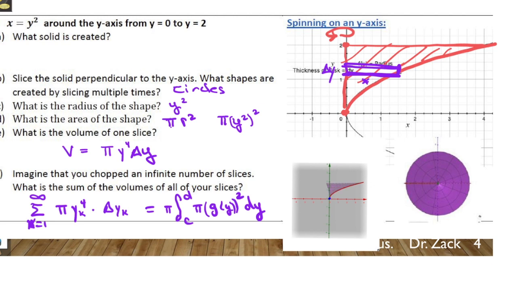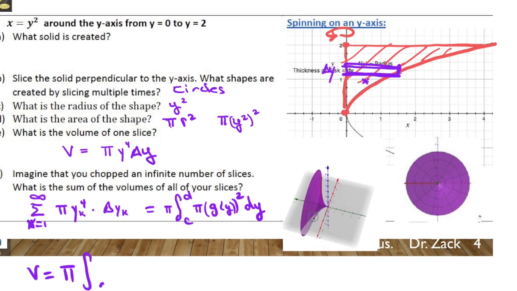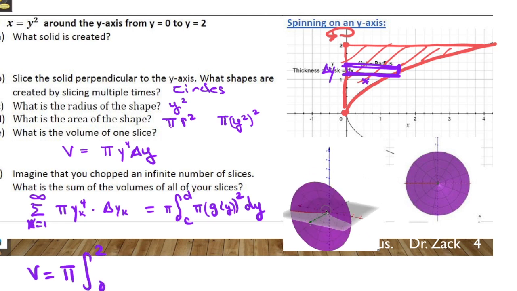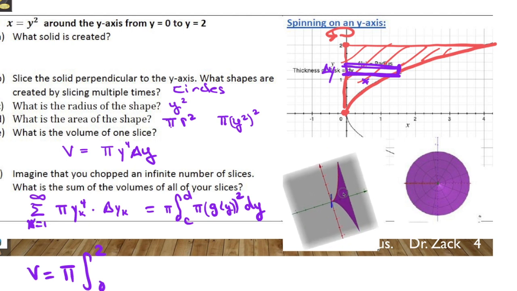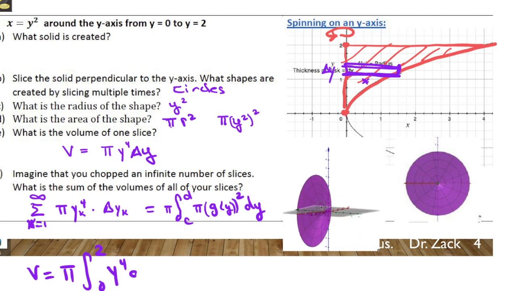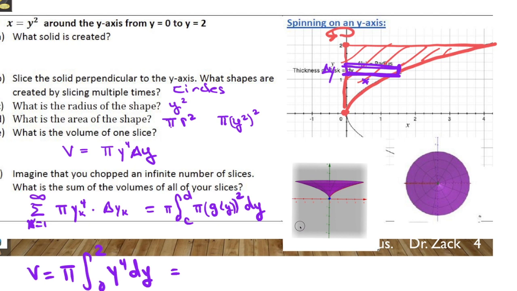Now in particular, our problem, the volume is going to be equal to pi, the integral from 0 to 2, of y to the fourth dy. When you integrate, you'll get pi y to the fifth over 5 from 0 to 2, which gives you 32 pi over 5.